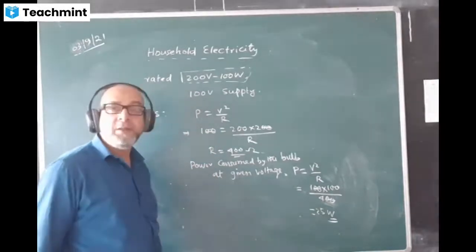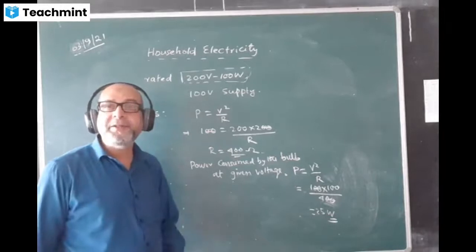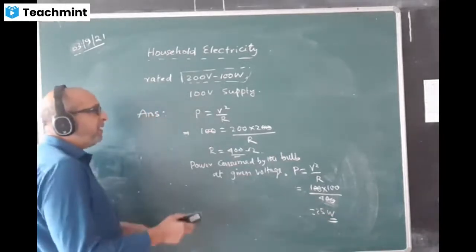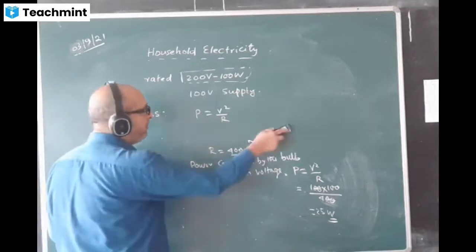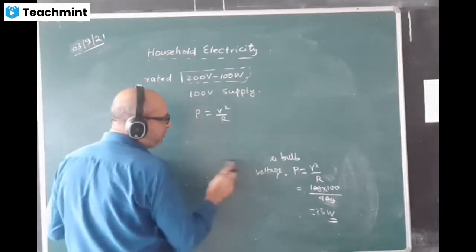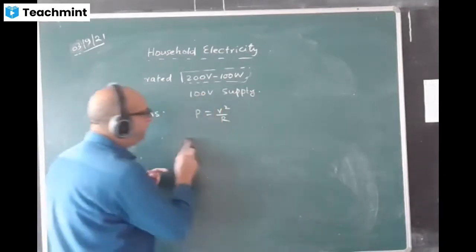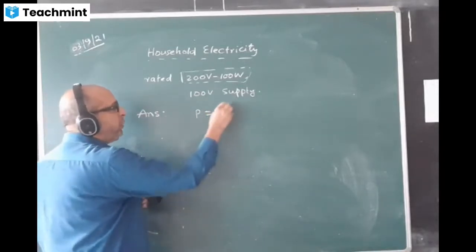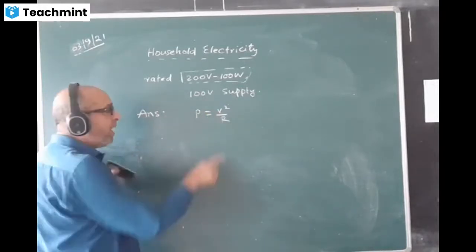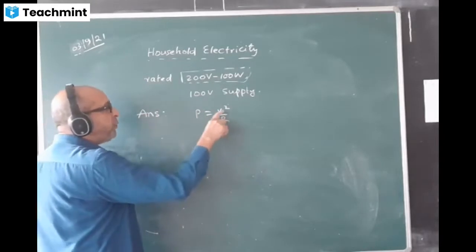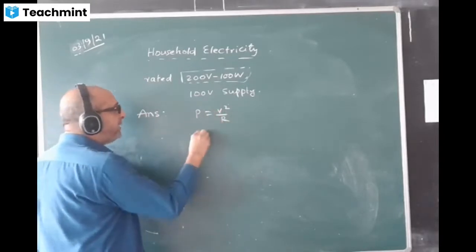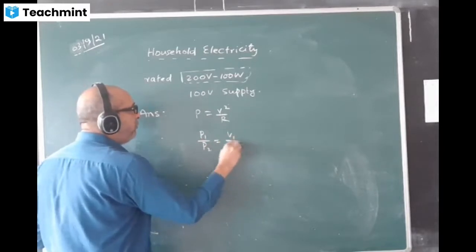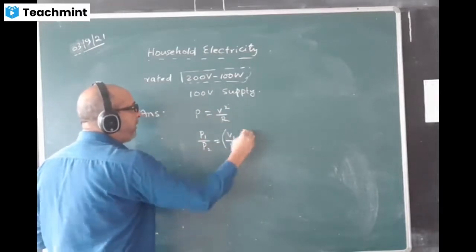This is the power consumption. Don't use the unitary method. Though there is another method, if you follow that, that is also correct. I'll show you another method. In the formula P equal to V square by R, R is constant, so P and V square are directly proportional. We can write the direct ratio, that is P1 by P2 is equal to V1 by V2, square is here, I'll put square.